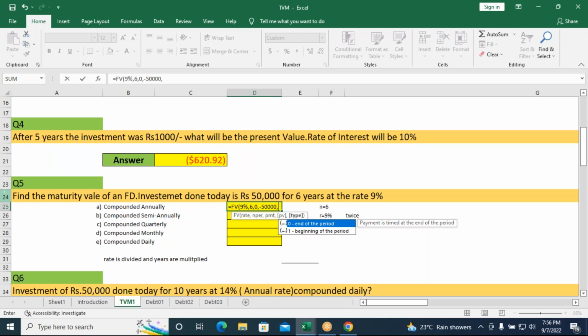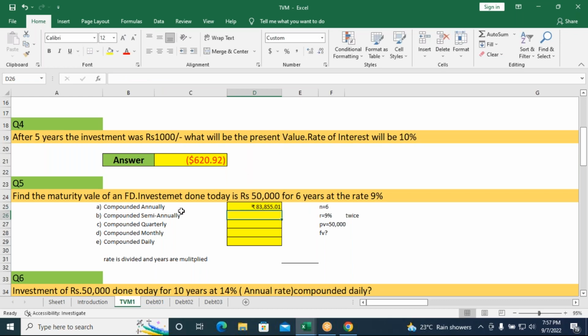Is it beginning of the period or end of the period? End of the period, so 0. Close the parenthesis, enter. So at the end of the period, I'm going to get 83,855. Okay.